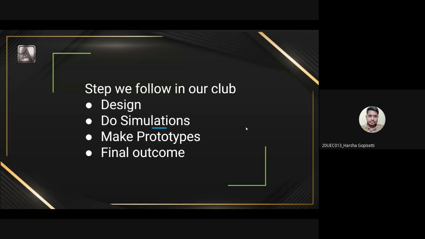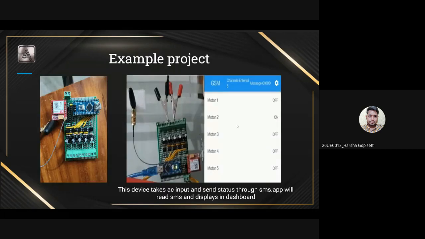In our club, in the development process, we follow these steps. We design circuits, do simulations, make prototypes, and build the final working model. This is an example project we made in our club. This device takes an AC input and checks it with the previous input from the same channel, and if it is different, it will send an SMS using a GSM module. This SMS will be read by an app, and it will display the status of each channel in order, whether it is on or off.